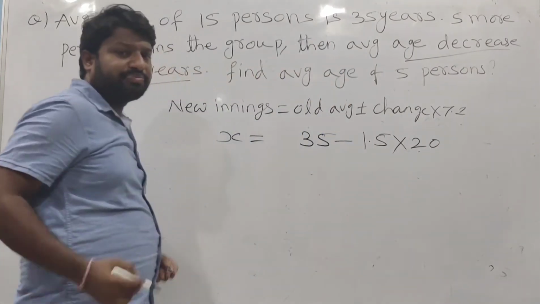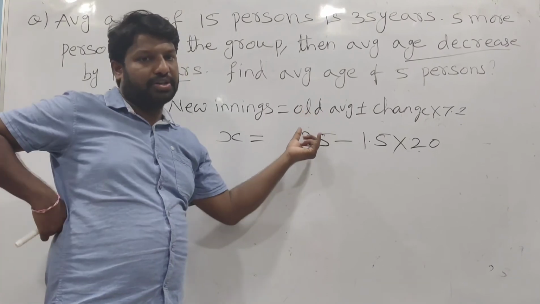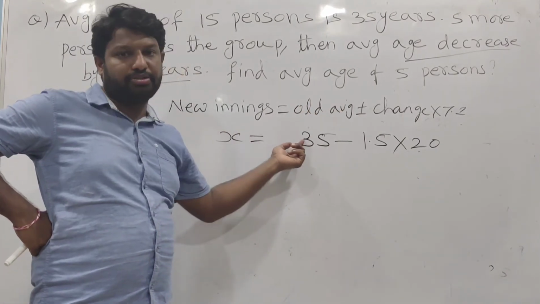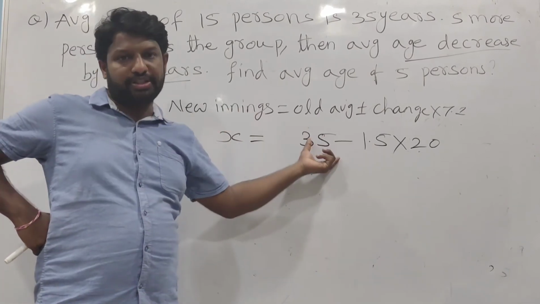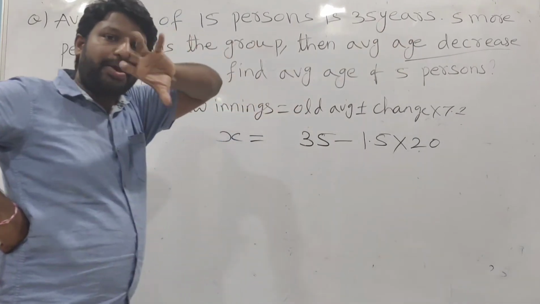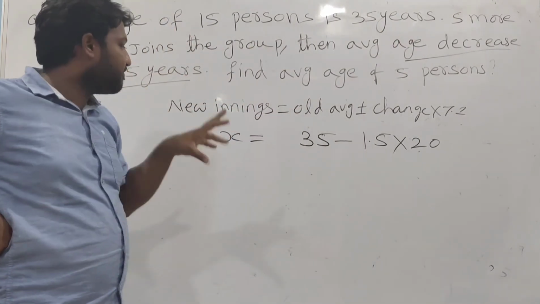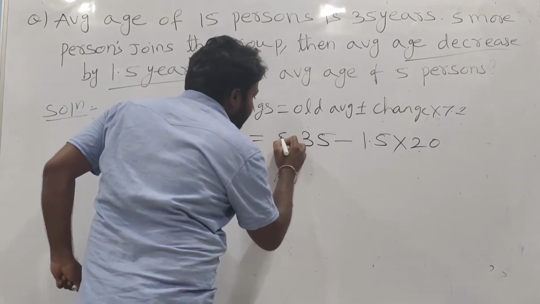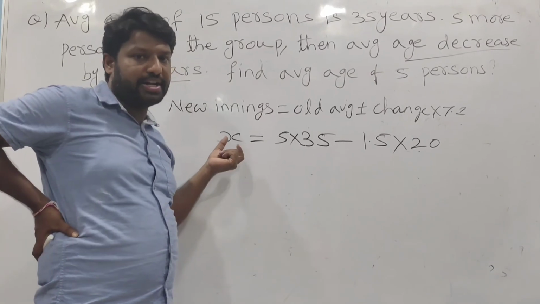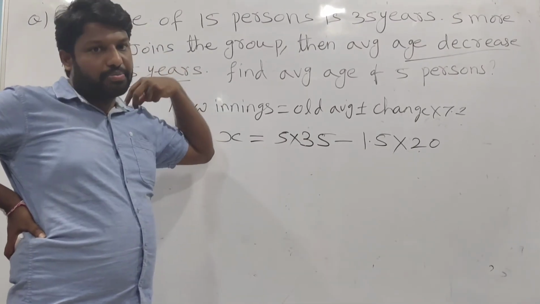Now I told you one thing. If only one innings is taken, you will multiply here with only one, so you will take it directly as the old average. Suppose if 2 innings are there, then you will multiply with 2. If 3 innings are there, you will multiply with 3. If 5 innings are there, you will multiply with 5. Here how many men are joined? 5 more persons joined the group. That means an extra 5 is there, so you have to multiply with 5. This you have to remember. This is important. If you take only one innings, there is no need of multiplying with anything.